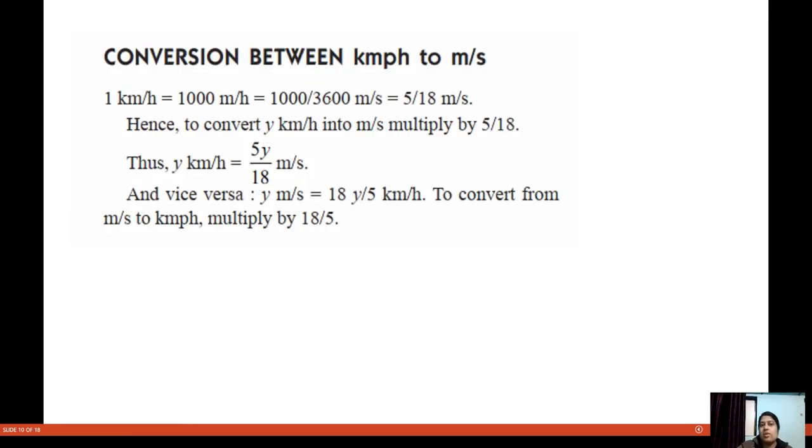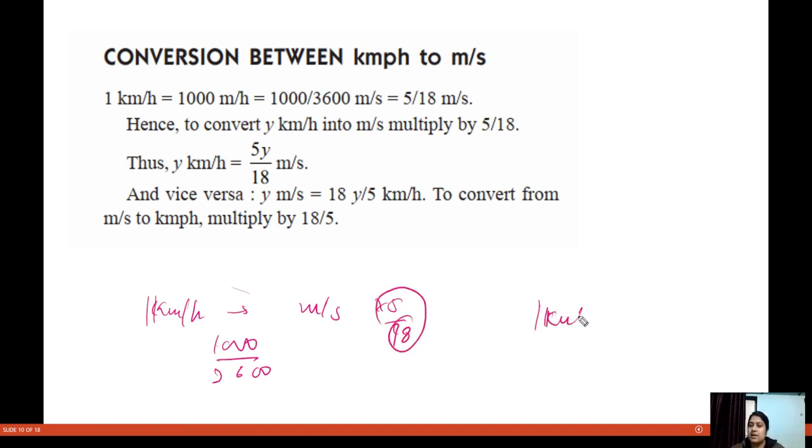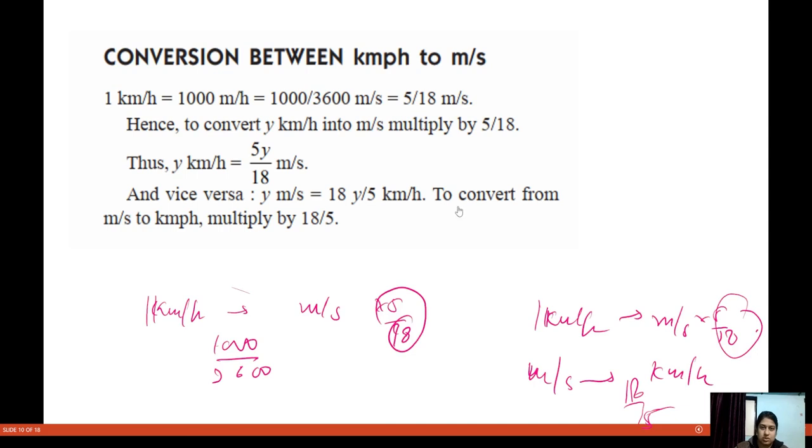I have told you already that whenever you have to convert from kilometer per hour to meter per second, do this: 1000 divided by 3600, that is, multiply this by 5 by 18. So kilometer per hour to meter per second, whenever we have to convert, we just multiply by 5 by 18. And when we have to convert meter per second into kilometer per hour, we just multiply it by 18 by 5, and that is it.